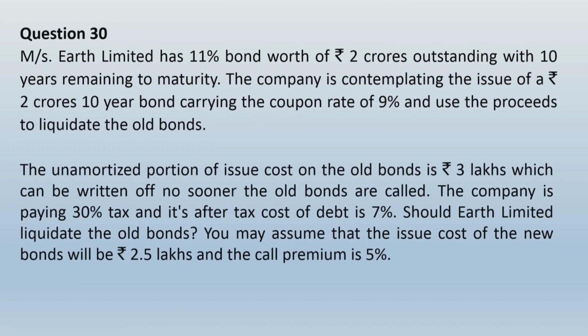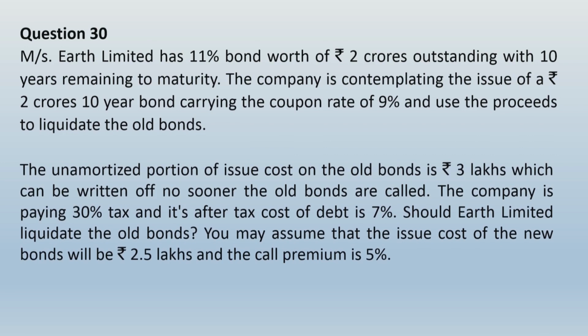Messrs Earth Limited has 11% bond worth of rupees 2 crores outstanding with 10 years remaining to maturity. The company is contemplating the issue of a rupees 10 crore 10-year bond carrying the coupon rate of 9% and use the proceeds to liquidate the old bonds. The unamortized portion of issue cost on old bond is rupees 3 lakhs, which can be written off no sooner the old bonds are called.